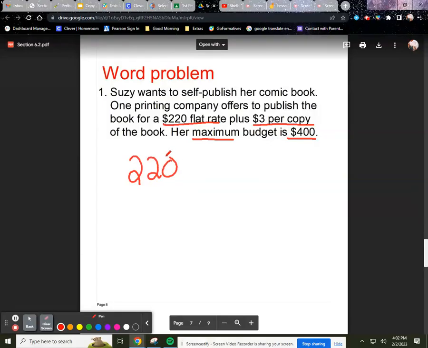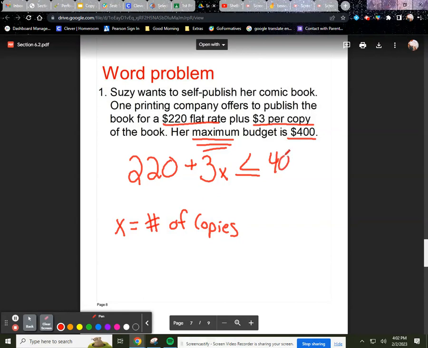Okay. So 220, and then plus $3 per copy, plus 3x, where x is going to be the number of copies sold or published, number of copies. The word maximum means that I am not going to pay any more than that 400. So it cannot go above. It's going to be less than, but it's also going to be equal to, because I can spend 400, but I'm not going to go above it. I will pay less than 400. That would be our inequality for that.